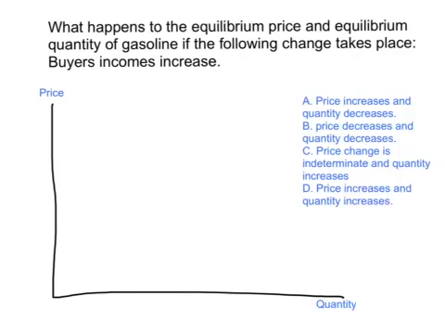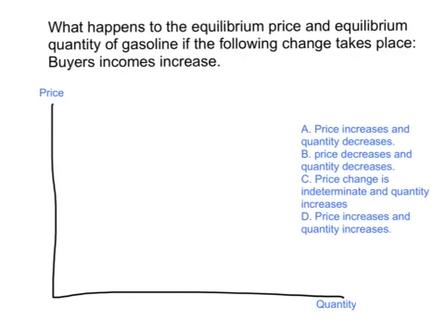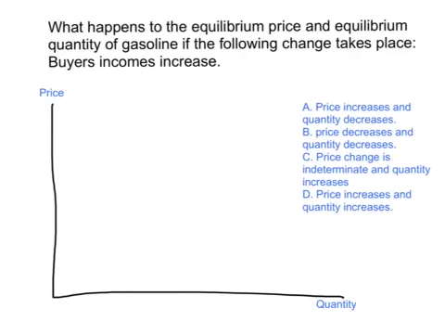In a free market, the government does not determine prices and quantities, and most of the prices and quantities here in the United States are actually free market prices. So a free market price is simply whatever the price is at the pump or in the store. So here we have buyers' incomes increasing, and you see the four choices of this multiple choice question.